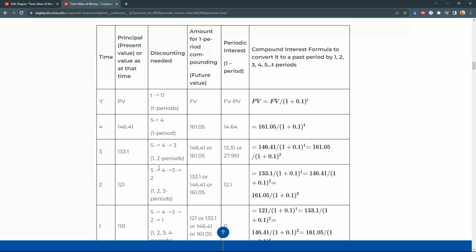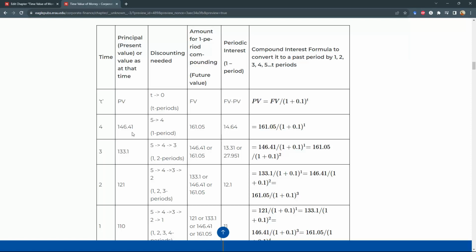This is the table which demonstrates how we can find out present value from future value. For example, if the present value, that is the value today, is 146.41 and the future value was 161.05, then we can discount it, bring it back by one period to 146.41 using the rate of interest of 10% as follows. Use this formula: 161.05, which is the future value, divided by 1 plus rate to the power of time will give us the present value.